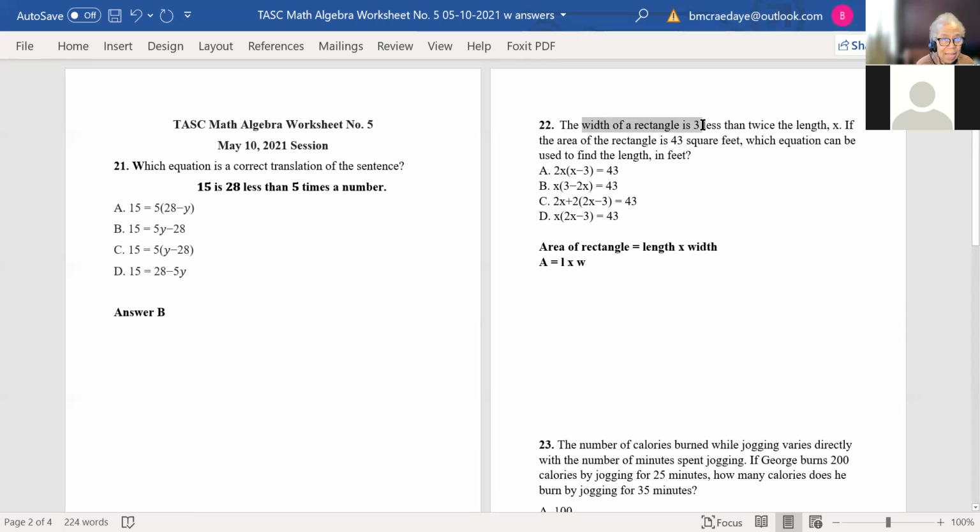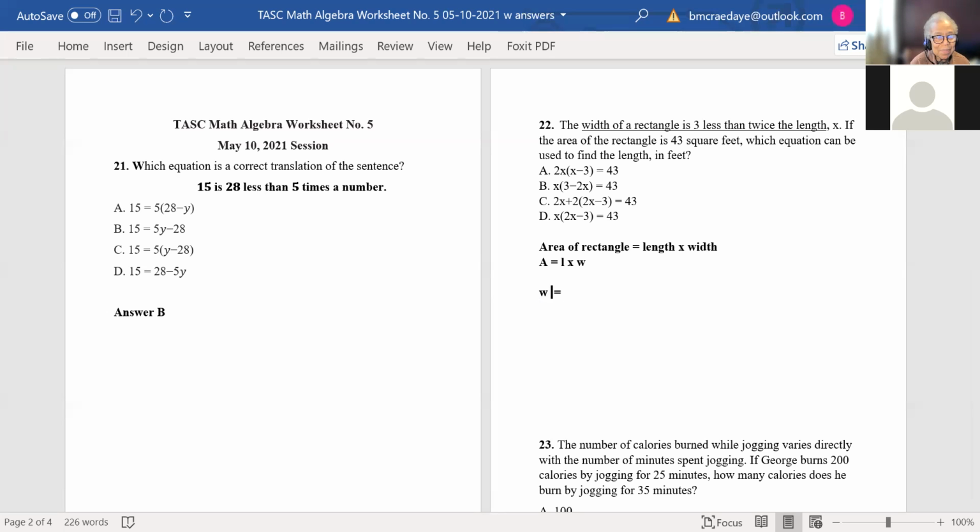Width of a rectangle is 3 less than twice its length. How would I write that? Width equals what? W is width. Tell me how to write that in the math. The width of the rectangle is 3 less than twice the length. Now tell me how to write that as an equation.